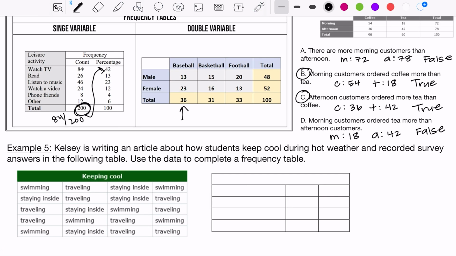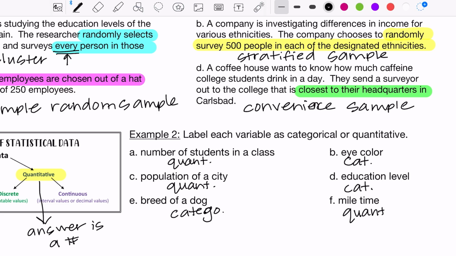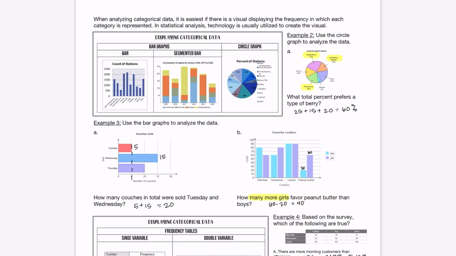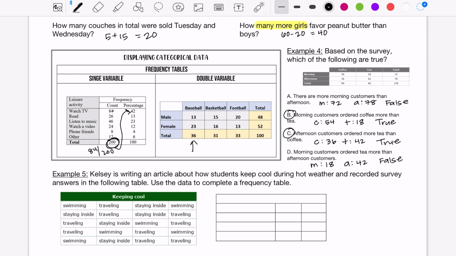Okay, last one. This says Kelsey is writing an article on how students keep cool during hot weather and recorded the answers in the following table. Use the data to complete a frequency table. So for this one right here, what we're going to do is first give it a label. So this is keeping cool.